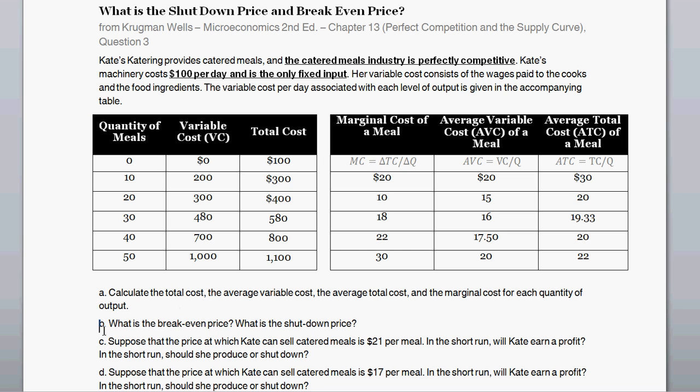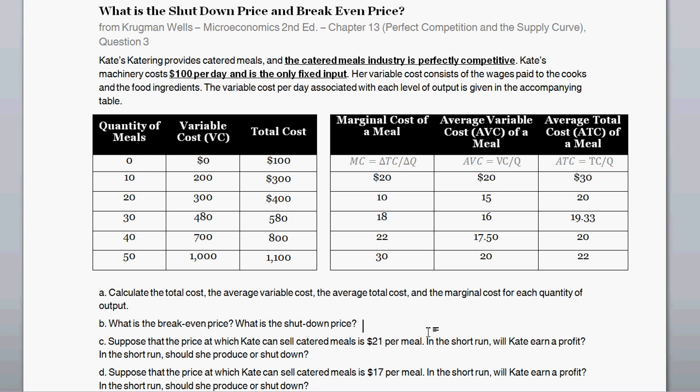Okay, so let's get started calculating the break-even and the shutdown price. So how do I calculate the break-even price? What is the break-even price? The break-even price is the price where this firm is making zero economic profits, right? It's not making money, it's not losing money. So the break-even price is the minimum of the average total cost here.